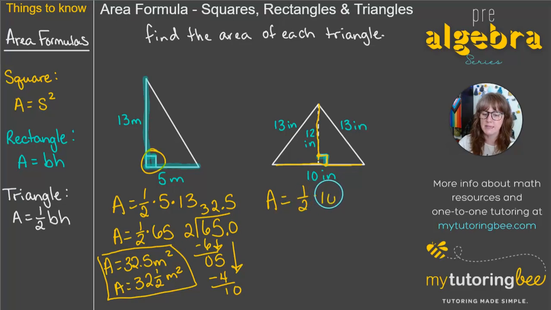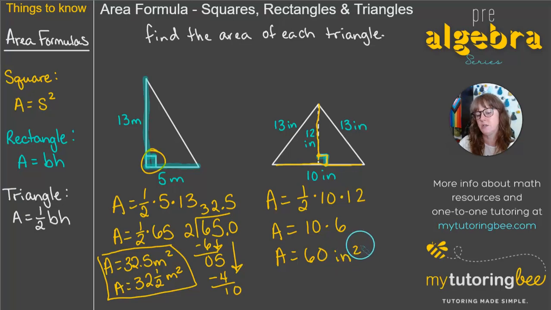So our base is 10. Our height is 12. And again, I'm going to take half of one of those numbers because they are both even. I'm going to go with 12 because that one seems the easiest to multiply, times 10. So A equals 1/2 of 12 is 6. So we've got 10 times 6. So A equals 60 inches squared. So that is our area for this triangle.